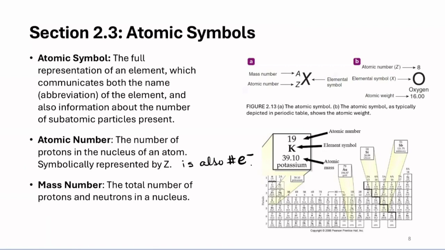So for example, if we have the element oxygen, and we know that oxygen has an atomic weight of 16.00 and its atomic number is 8, the atomic symbol for oxygen will be written in the following manner. We will write the symbol for the element, which is O. On the top left corner, we're going to write a 16, which is the mass number for oxygen. And in the bottom left corner, we're going to write an 8, which is the atomic number for that element.